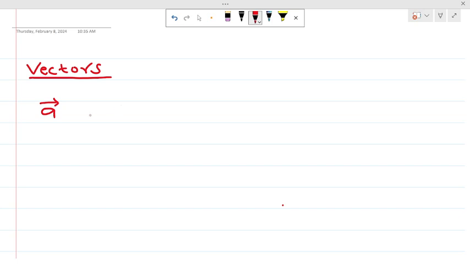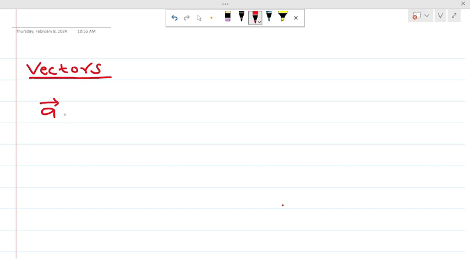Now, a vector is used by scientists to indicate a quantity in both magnitude and direction. Suppose we have a vector A. The length of the arrow is used to represent the magnitude, and the point that the arrow is pointing to is used to represent the direction of the vector.